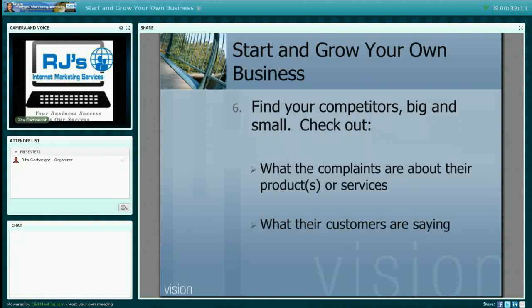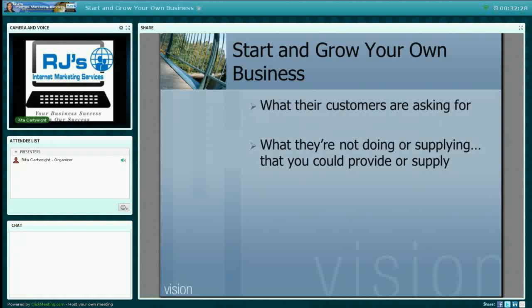Find your competitors, big and small. Check out what the complaints are about their products and services, what their customers are saying, what their customers are asking for, and what they're not doing or supplying that you could provide. Also, check out their good points and bad. What do you perceive as these competitors' strengths and weaknesses? What could you do better? If you can't surpass your competitors, what can you do that would make it easier or more satisfying for people to shop with you?